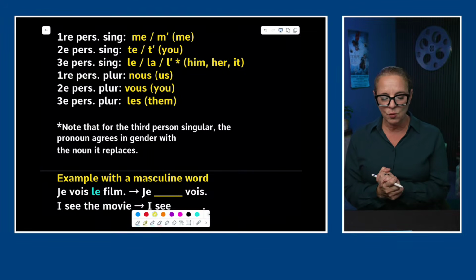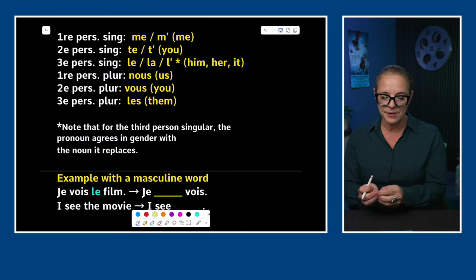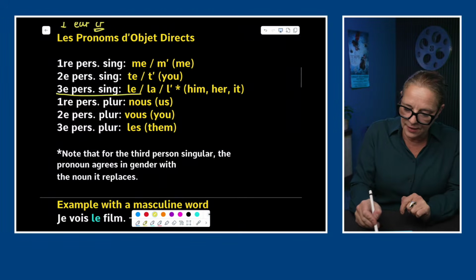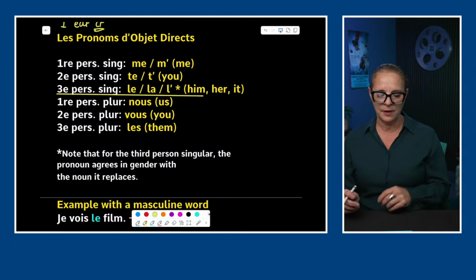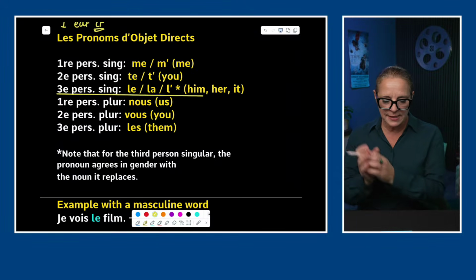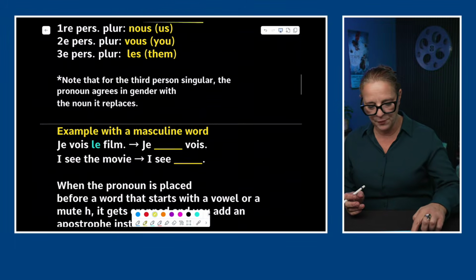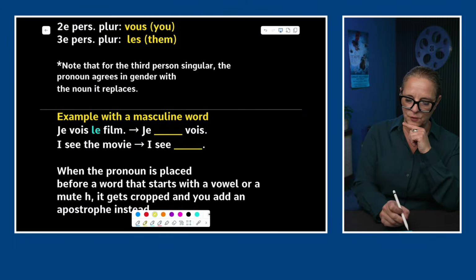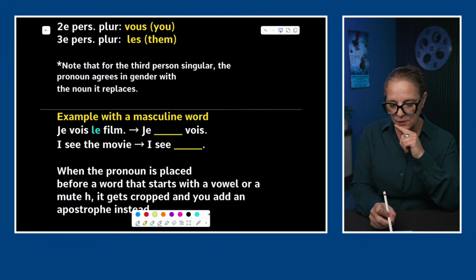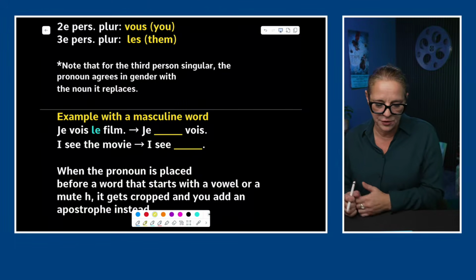Now, what you need to understand is when we are using the third person singular, and I pointed out it's here, for the he and she, okay? The pronoun agrees in gender with the noun it replaces. So, for example, let's have a look at a masculine word. Je vois le film. Okay, I see the film. Okay, je vois le film.